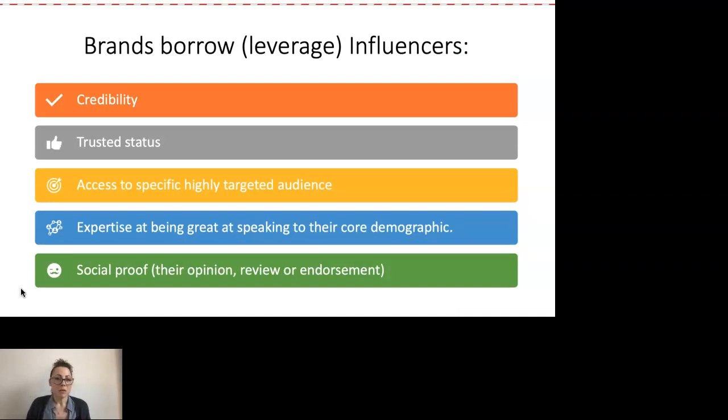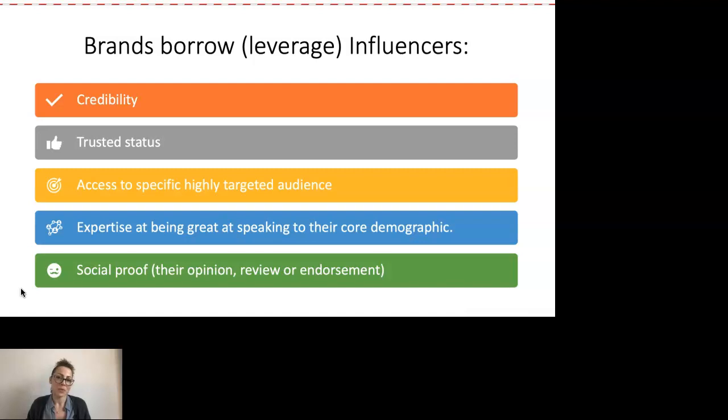So brands borrow or leverage influencers' credibility. Brands leverage their trusted status. They make use of their access to a very specific targeted audience. They also look to borrow their expertise, being great and talented in speaking to their core demographic.